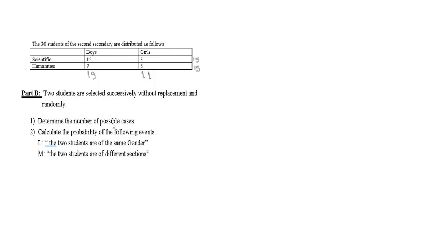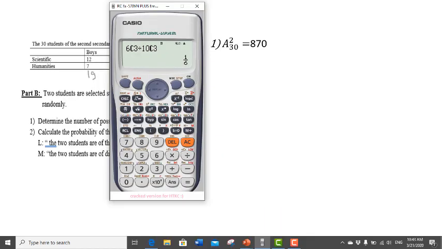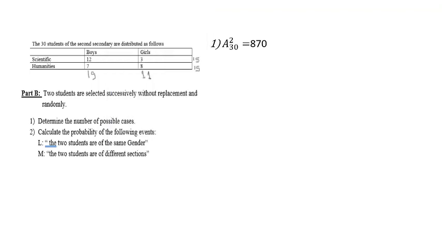Number of possible cases, we are selecting two students out of the total, A2 out of 30, and we can find the answer using the calculator as we did before. 30 shift times 2. No, sorry. Shift times 2. And the answer is 870.